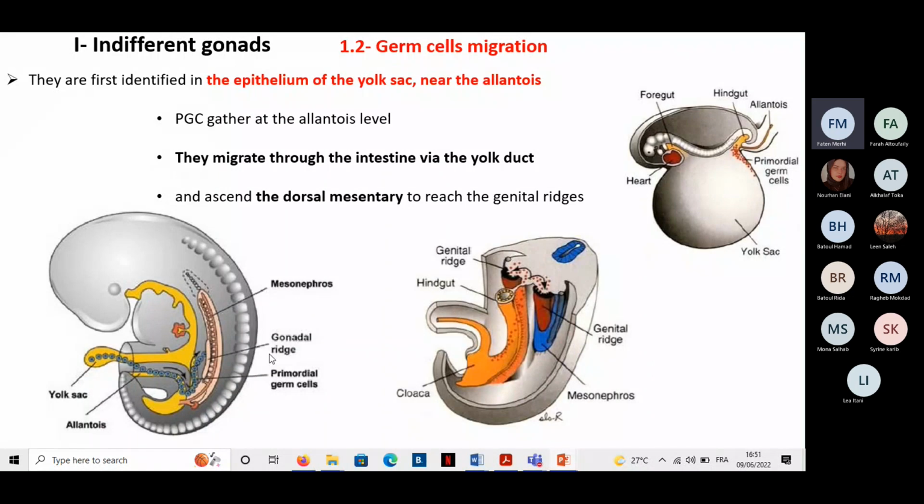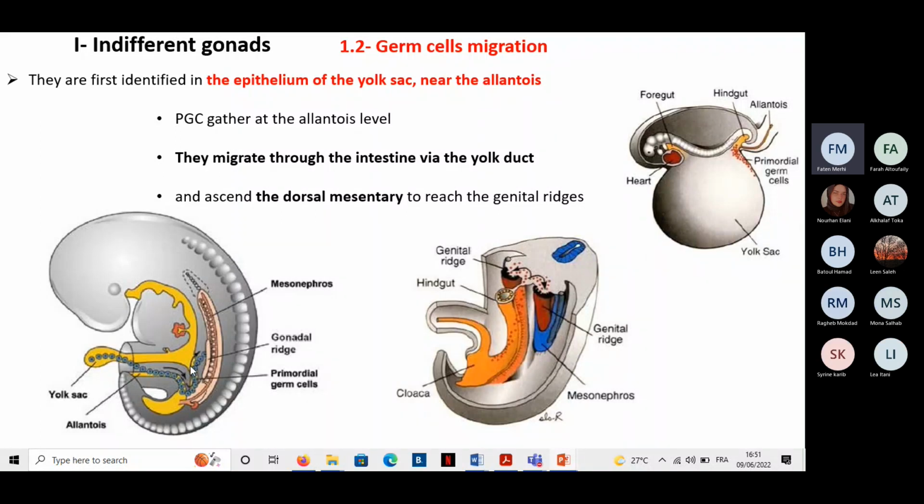As we have said, the yolk sac is connected to the gut by the vitelline duct. Okay, so to get inside of the embryo, they will migrate from the epithelium of the yolk sac, through the vitelline duct to reach the hindgut. So here they will migrate from the yolk sac. It is not represented here. Through the vitelline or the yolk duct, they will reach the hindgut. This is the gut, and then from the gut they should reach the gonads.